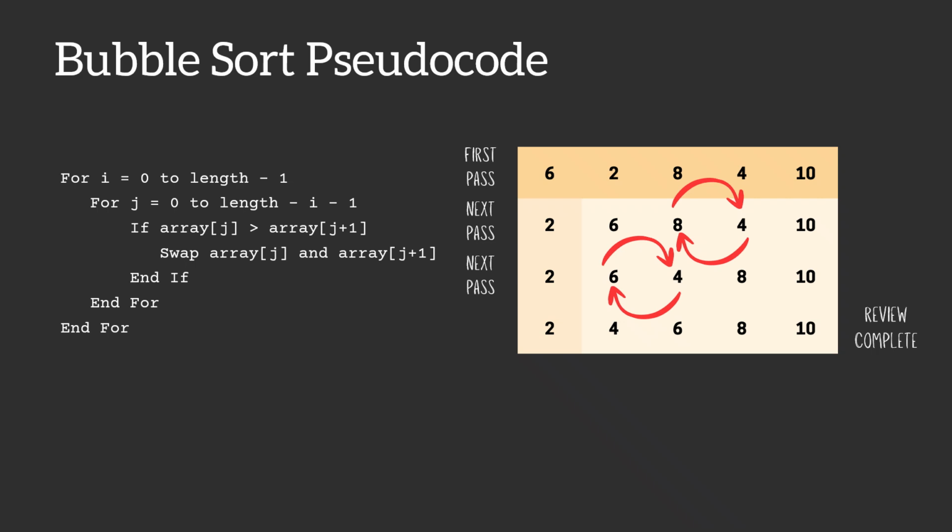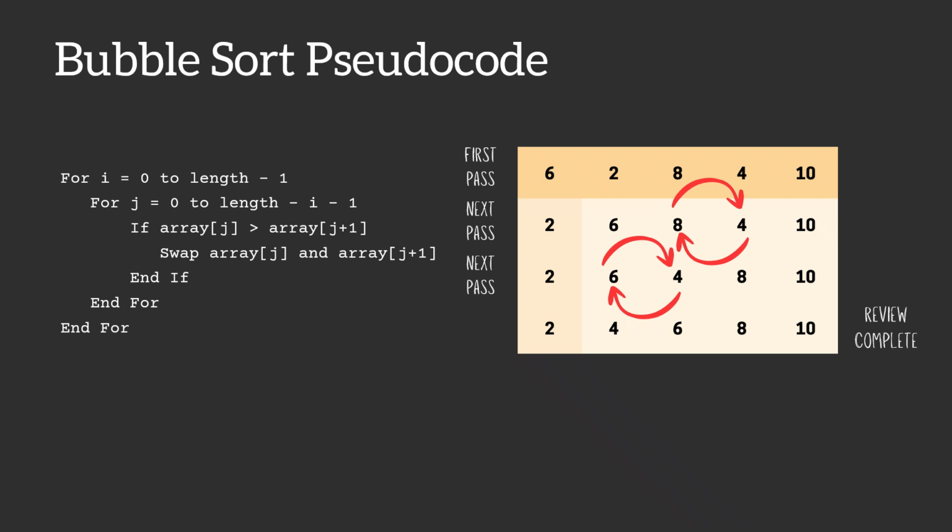Let's look at the pseudocode for a bubble sort. The outer loop is going to control how many passes we make through the list, and the inner loop is what we use to compare neighboring elements. If one is greater than the next, they swap places. After each pass, the largest value moves to the end, like a bubble floating to the top.